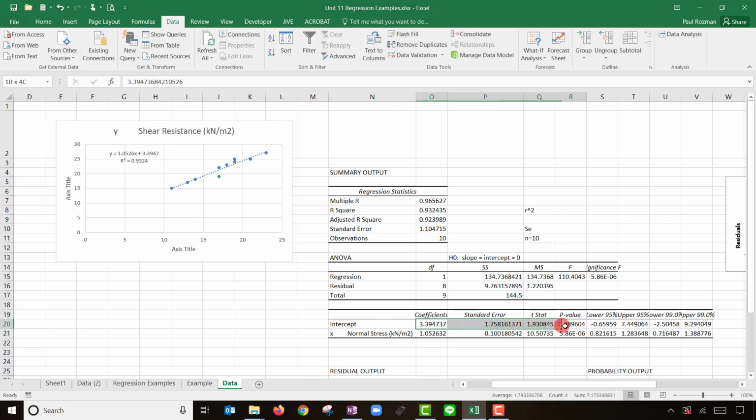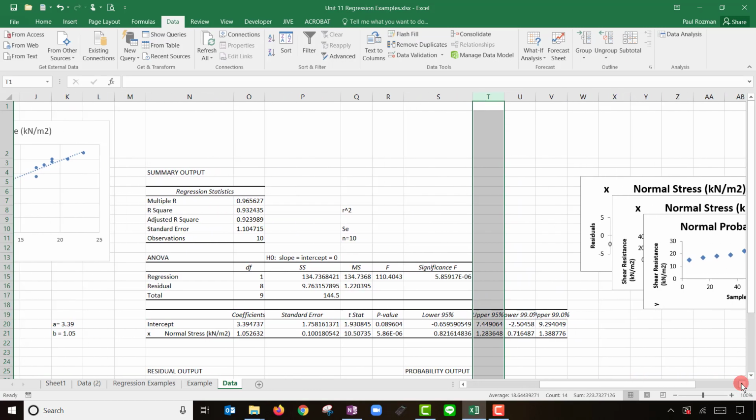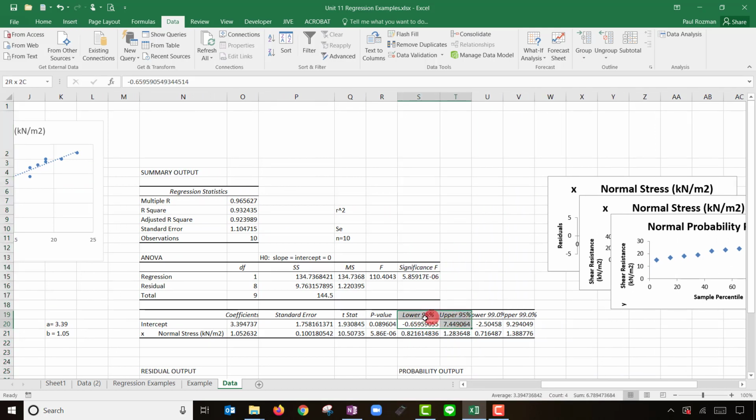The first row is information about the intercept. So our A, in our case, is A equals 3.39. And our B is our slope. That's the second row of this thing, 1.05. And it gives us, I'll make these a little bigger, confidence intervals.